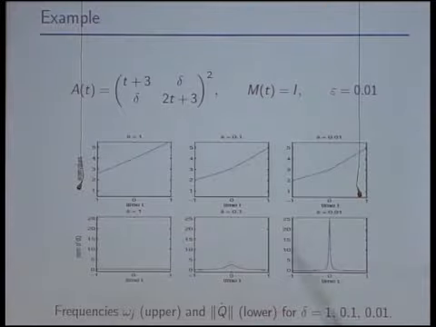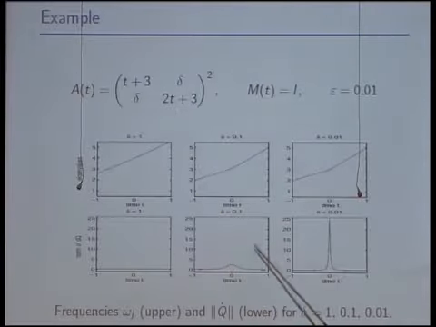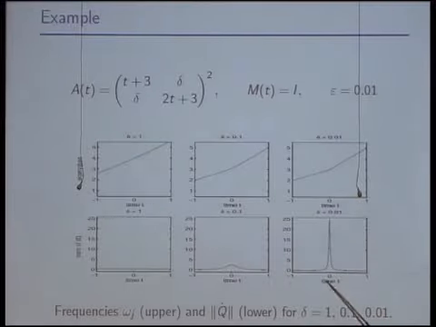And what I show in the lower row of pictures is the norm of the time derivative of the orthogonal transformation matrix, which takes this matrix to diagonal form. And you see that the peak at 0 evolves just at the position where the eigenvalues come close.